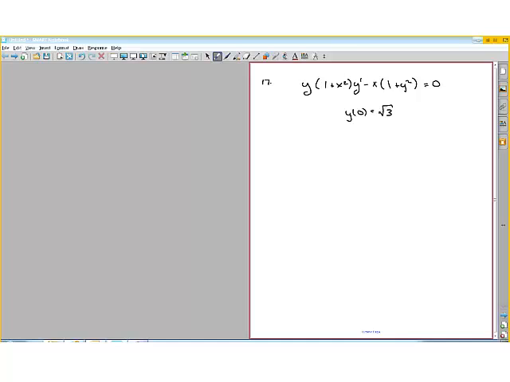Okay, so what we want to do is separate the variables. And let's see what we want to do. We're going to move this term to the right-hand side.